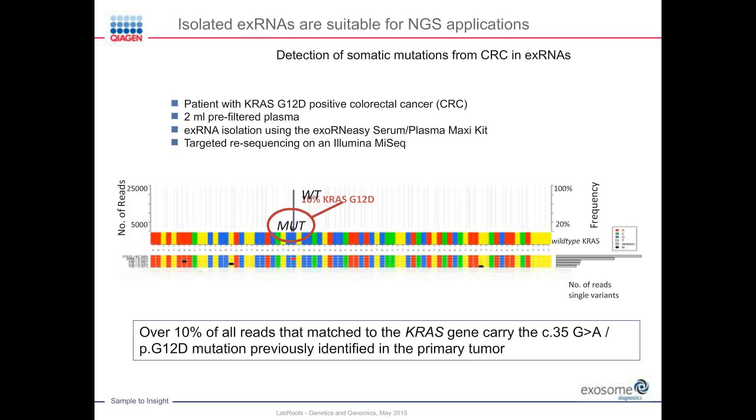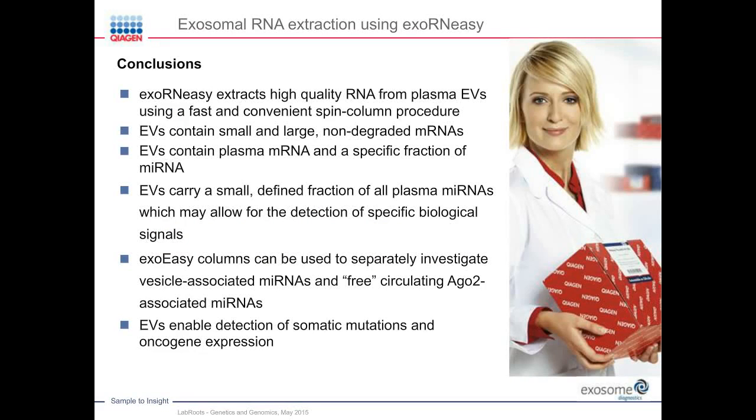So that summarizes the first part of my talk. Conclusions: we have a protocol that extracts really high-quality RNA from extracellular vesicles. The vesicles contain small and large RNAs, and the large RNAs are actually surprisingly intact still. Pretty much all of the cell-free messenger RNA is in vesicles, whereas for the microRNA we have two distinct populations, inside and outside of vesicles.